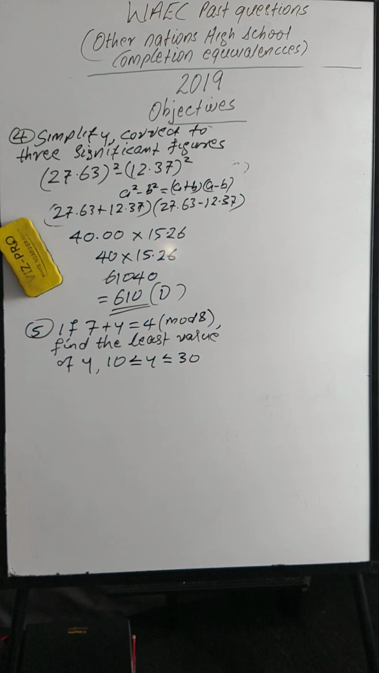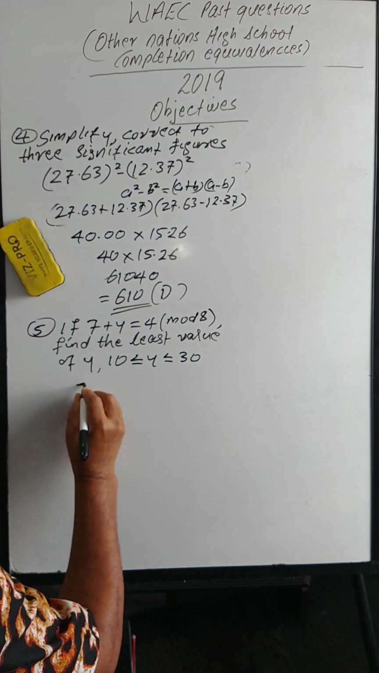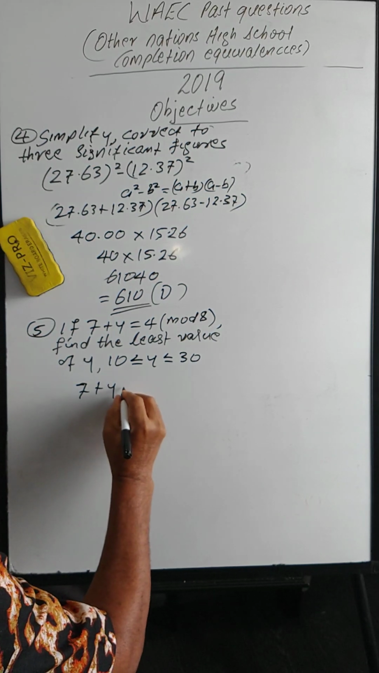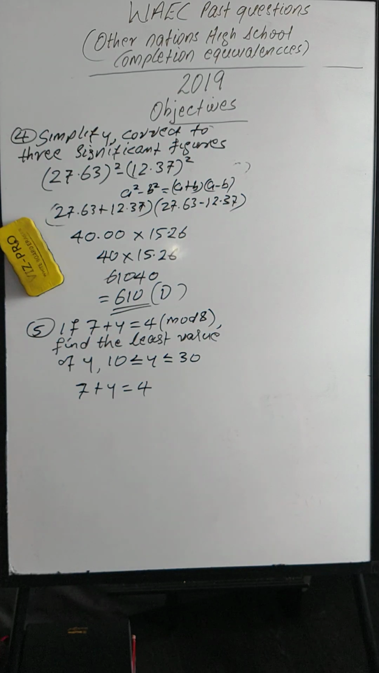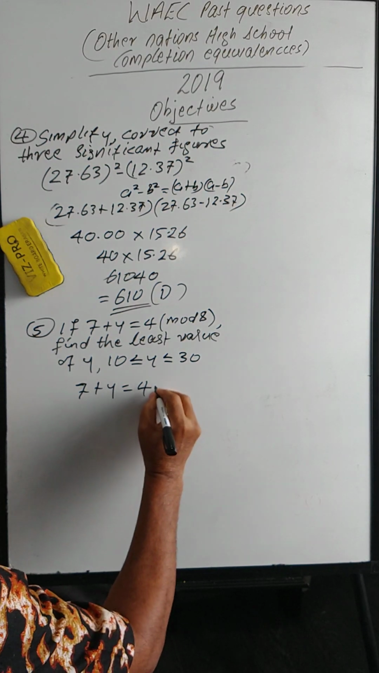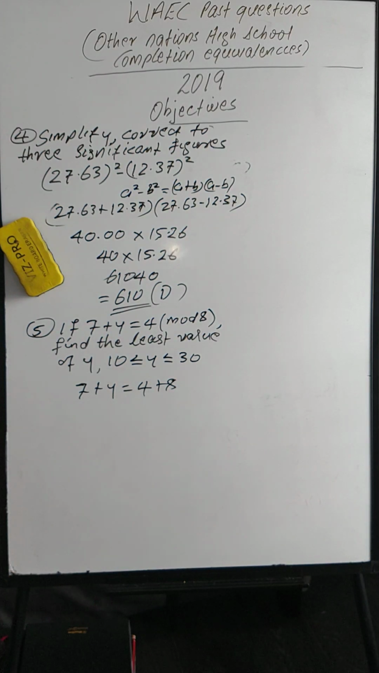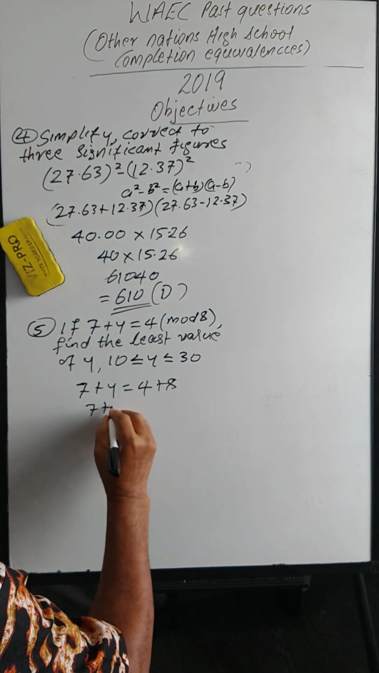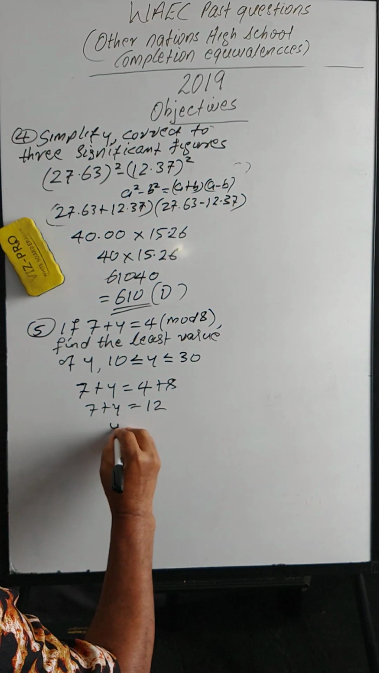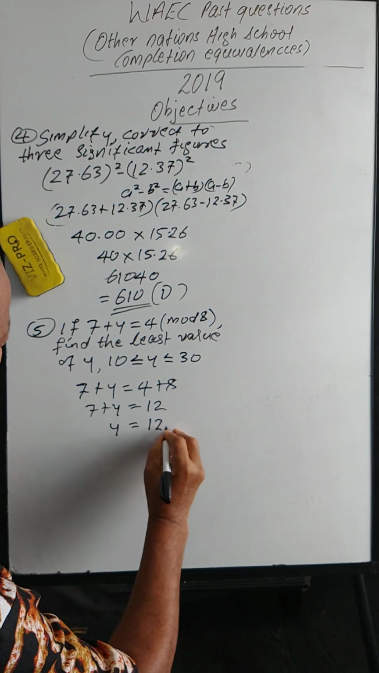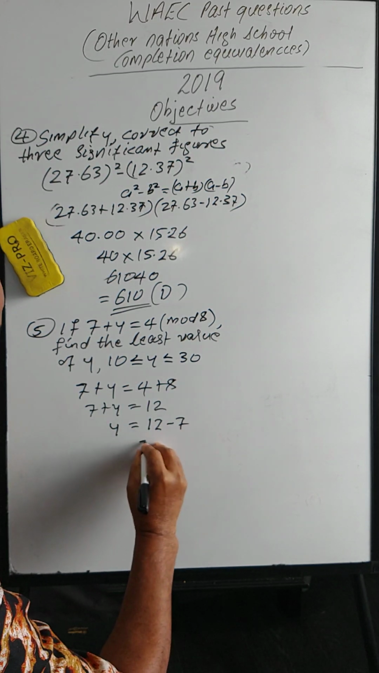Therefore, the number 5, we have 7 plus y is equals to, as we are told, 4. But we're talking about mod 8. So what we do, we add 8 here. And so that will be 7 plus y, and that will give us 12. Which means y is equals to 12. This positive 7 crossing becomes negative 7. And that will give us 5.